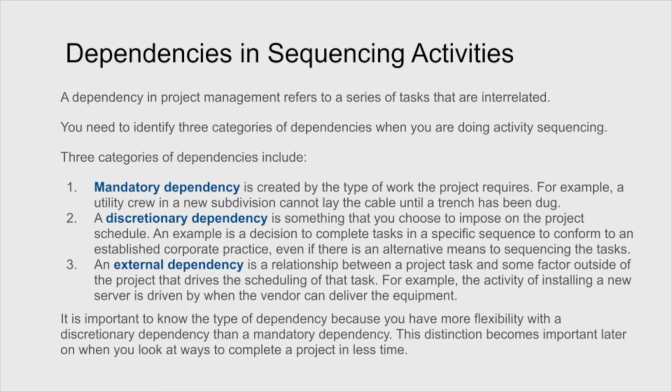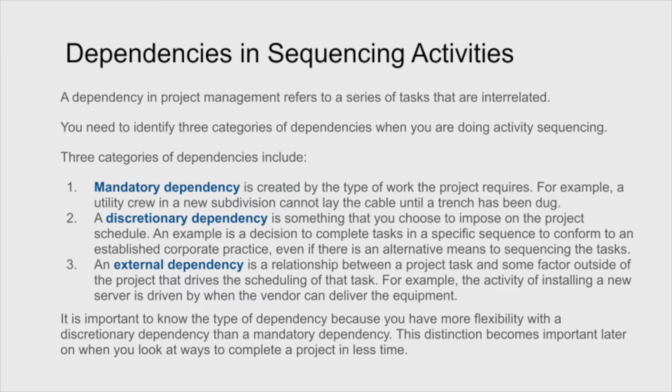These include 1, mandatory dependencies, and when you think about it, it makes sense. It's created by the type of work the project requires. For example, a utility crew in a new subdivision can't lay the cables in the ground until the trench is dug by someone else. So someone else needs to do their job before you do yours. That's what's known as a mandatory dependency.